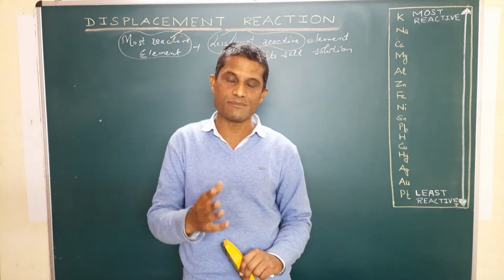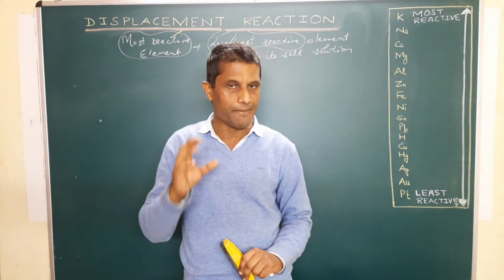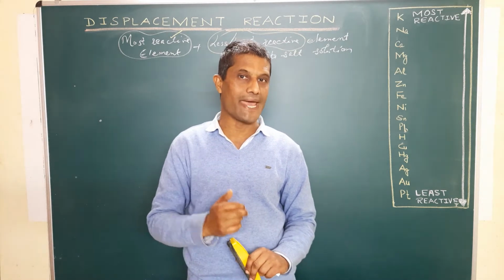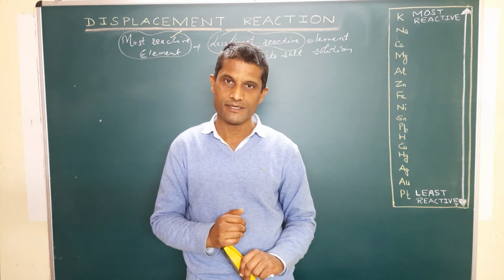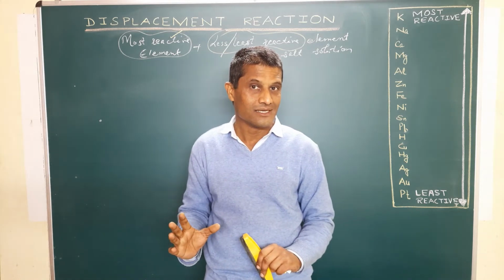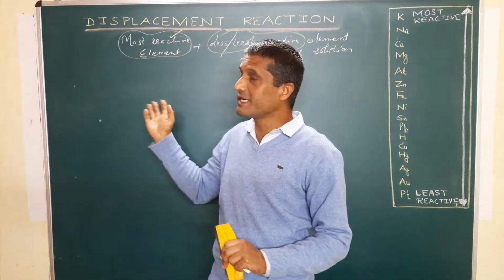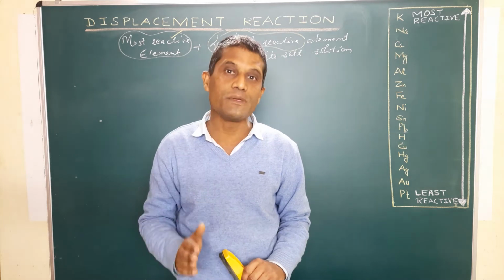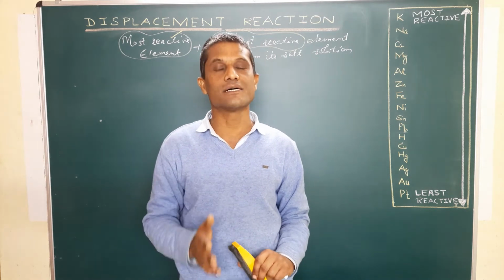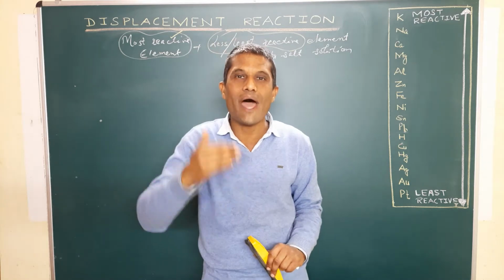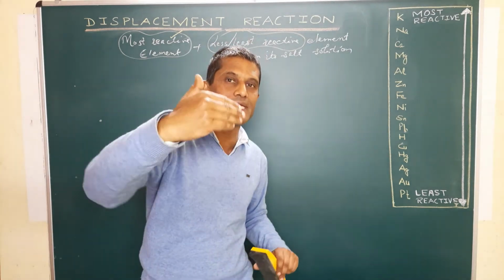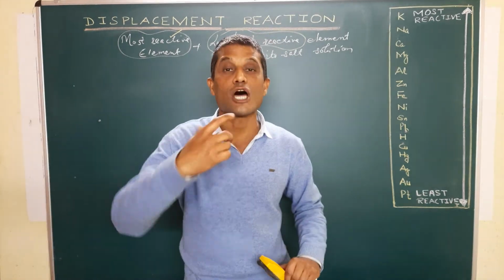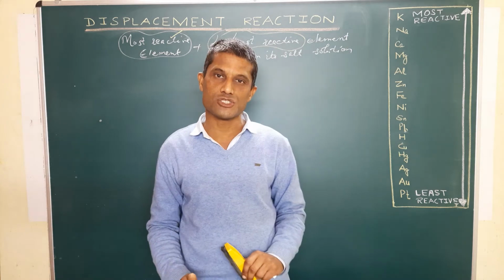Cation means a positively charged ion, and metals give cations. And in the case of non-metals, they tend to form anions, negatively charged ions, and hence the displacement which is seen in the case of non-metals always involves anionic replacement. It means one anion is going to displace or replace another anion. So that's how the displacement reaction is going to occur.